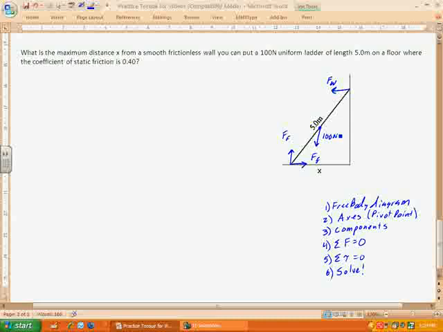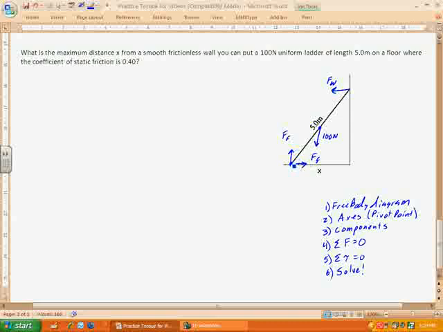Now we can say, where is our pivot point? Where are our axes? You can actually choose a couple of different pivot points, but the one I'm going to use for simplicity is this one right here, because that means that two of my forces aren't going to come into play when I look at torque.